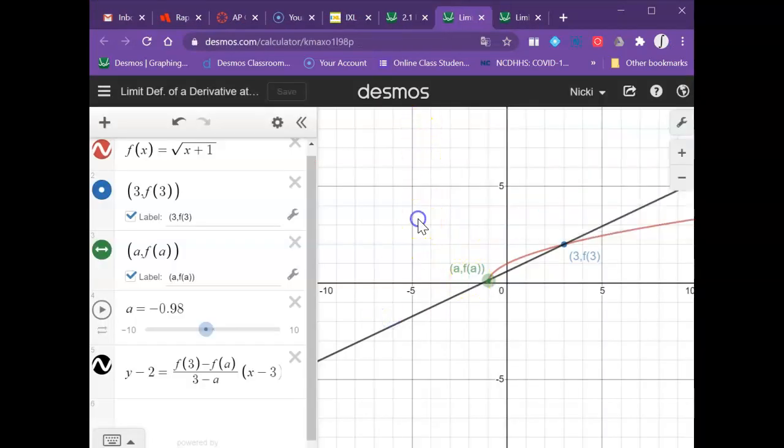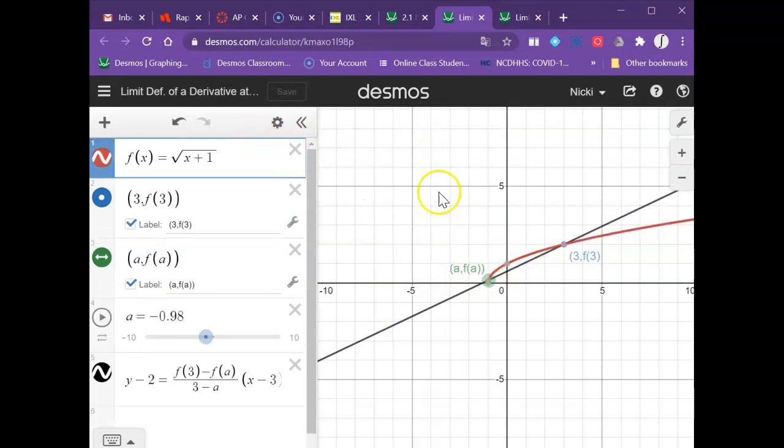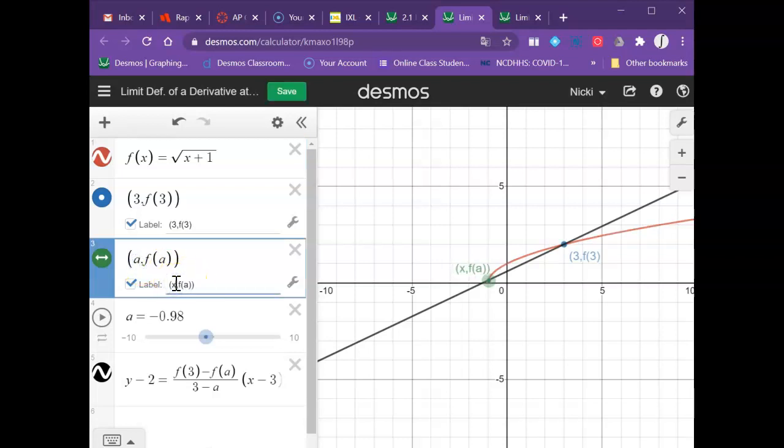And so if we look at this graph here, this red graph right here is our function that we're looking at. It's the square root of x plus 1. And we've got this point right here on the graph. This is at 3, f of 3, or specifically it's going to be 3, 2, which we'll find here in a second. And if I have this point here, oh, I should have labeled, hold on, let me change this really quickly. Let's label this x, f of x.